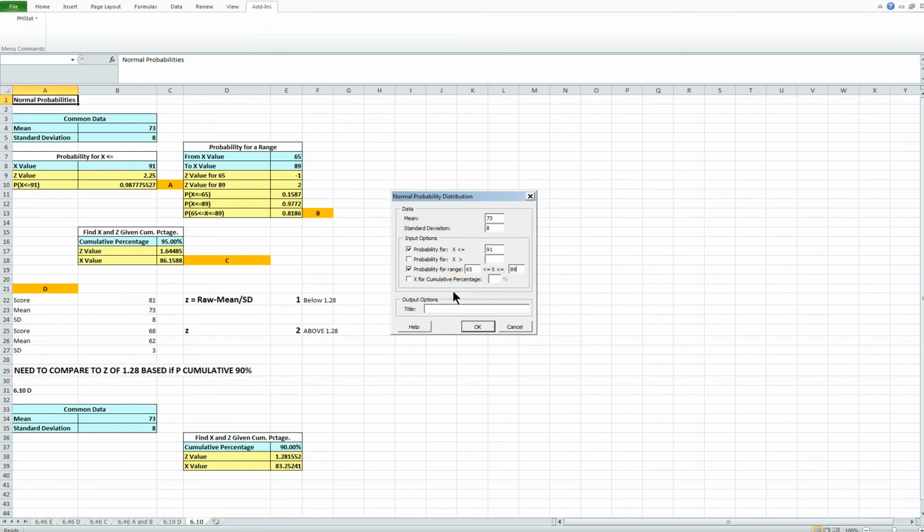And then part C is asking for the probability of the 5% of students taking the test whose scores are higher than what grade. So this is basically asking for a cumulative percentage of actually 95%. So we need to do 5% minus 1, which is going to give us 95%. So we're just going to put that in.